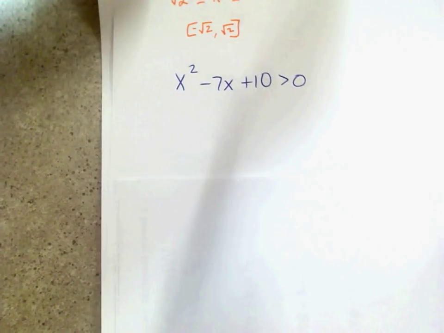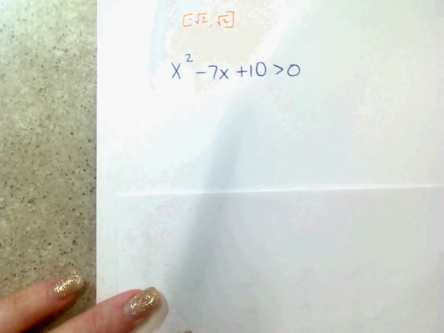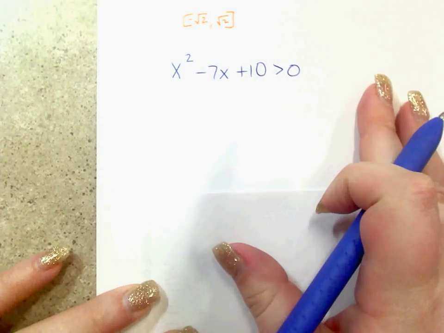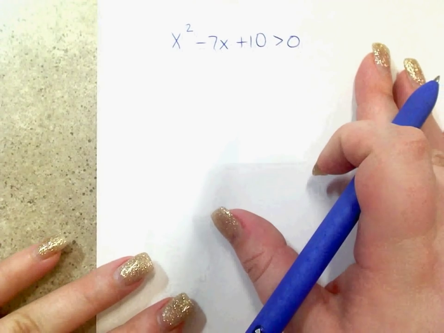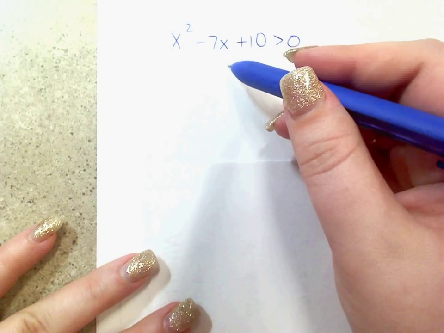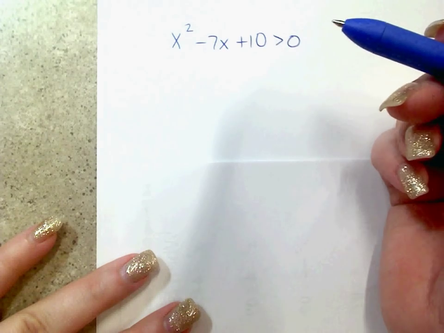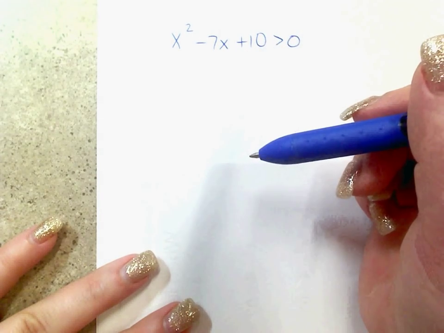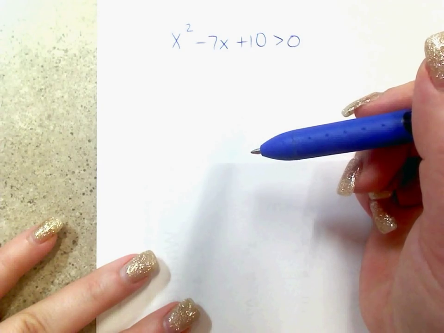Okay, so the next problem is where we get into a little bit of a different scenario. When you've got x squared minus 7x plus 10 is greater than 0, it's not as easy as just subtracting the 10 and solving for x. You can't really do that. What you can do is recognize this quadratic, well, see what we can do with it.